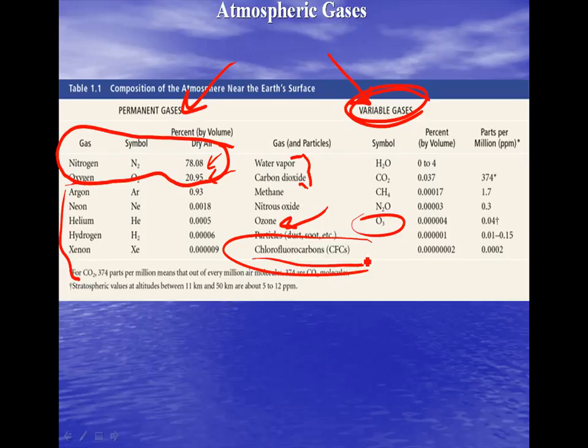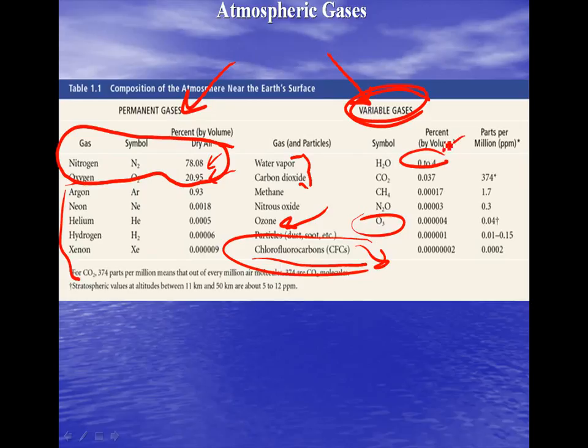We also used to use underarm cans. So the propellant in these produce something called CFCs, which can be extremely damaging to our atmosphere, and we'll talk about why in just a little bit. Notice the concentration of water vapor. When we say variable, we mean that the concentration of gases tends to vary from time to time.